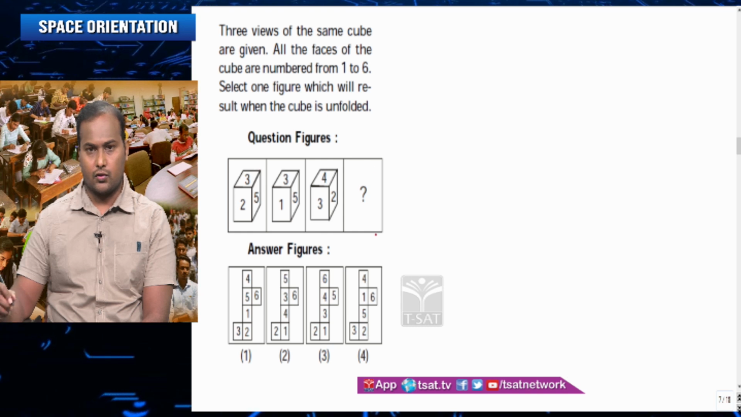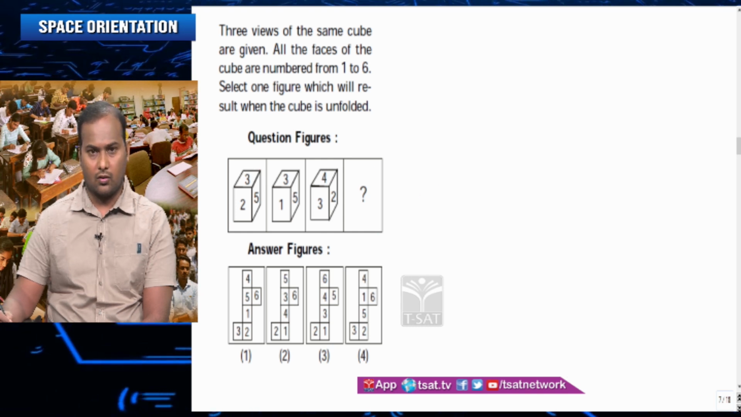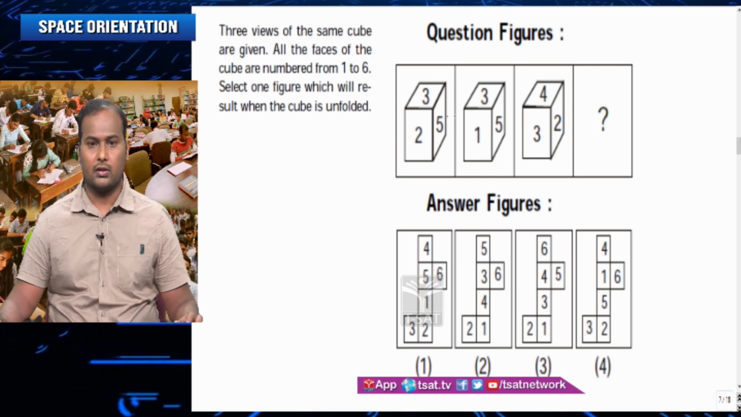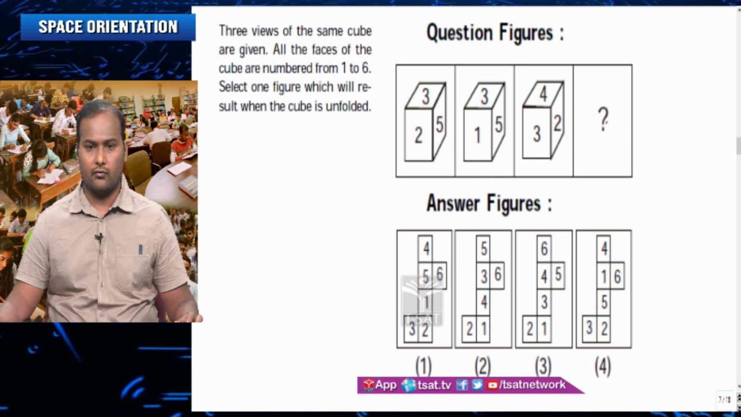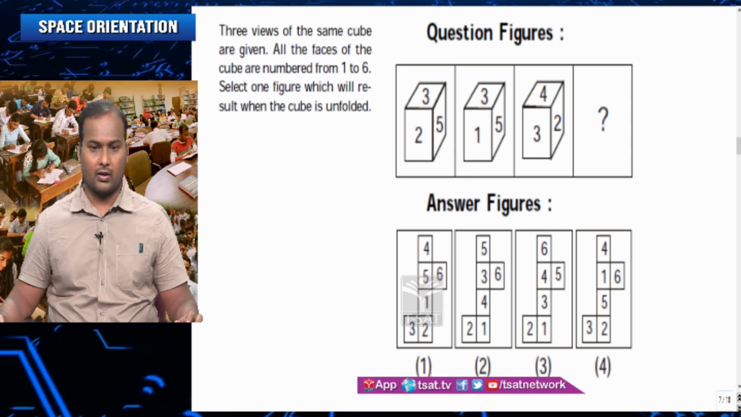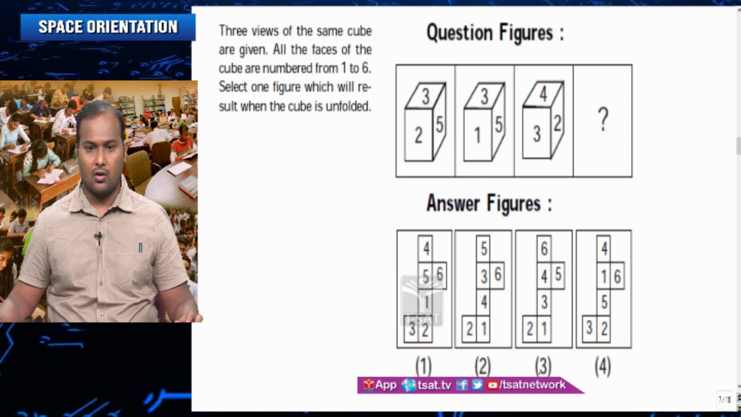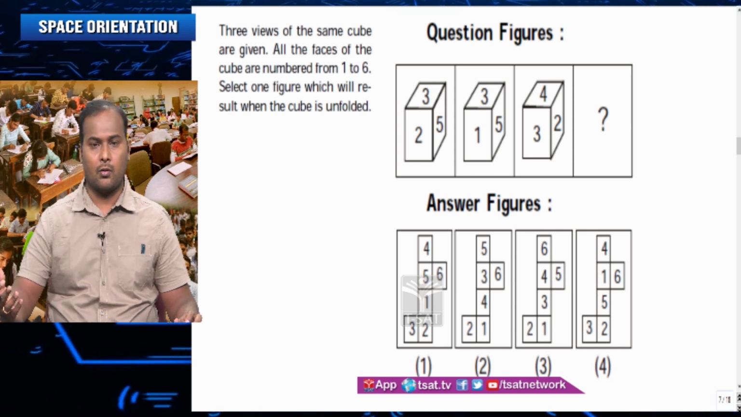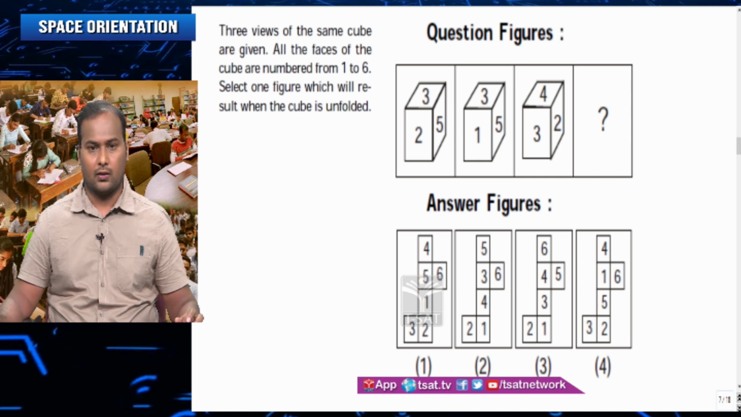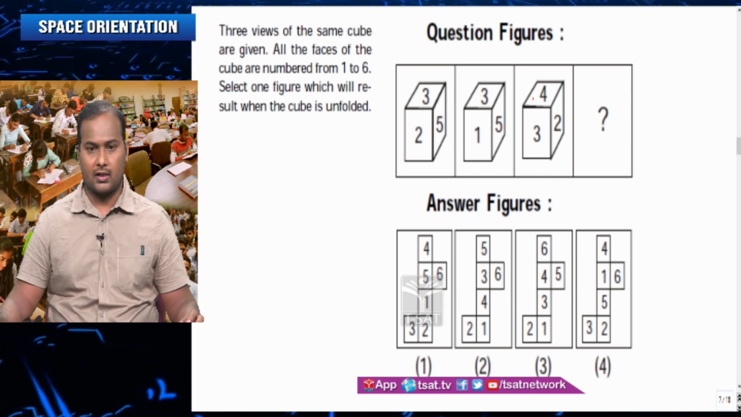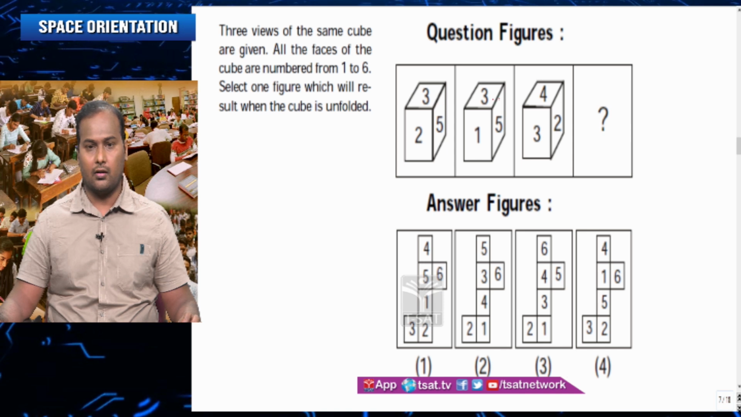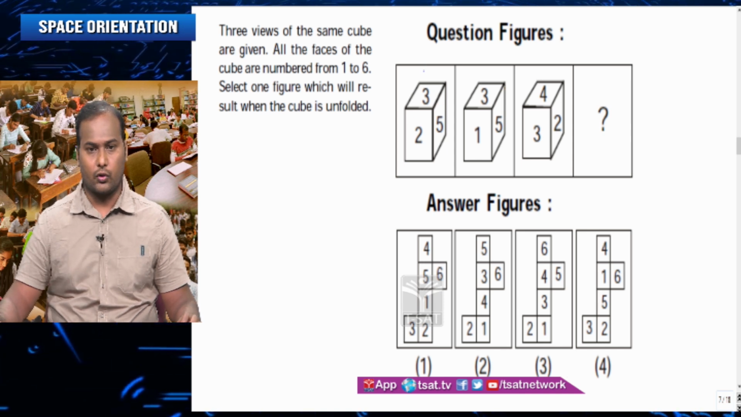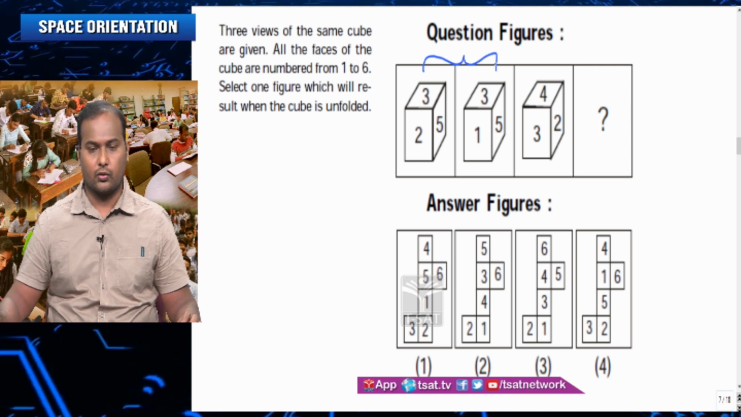See, for this kind of question, you should follow some simple logic. See here, in the first 2 question cubes, so total 3 cubes are given. We need to find out which one is the open form. Either 1 is the open form, 2 is the open form, or 3 or 4 is the open form. This question is exactly the reverse of the previous question that we saw now. So whenever he gives a question like this, you first select any 2 cubes. In this case, I am selecting the first 2 cubes.